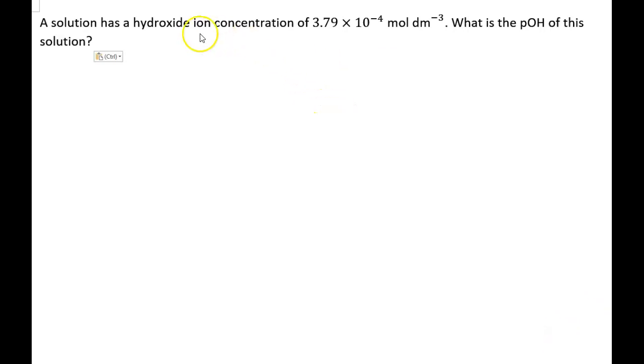In this example, we have been given a hydroxide ion concentration of a solution, and we now need to find the pOH of this solution. And pretty much in analogy to pH, we can define the pOH of a solution as the negative log to the base of 10 of the hydroxide ion concentration.